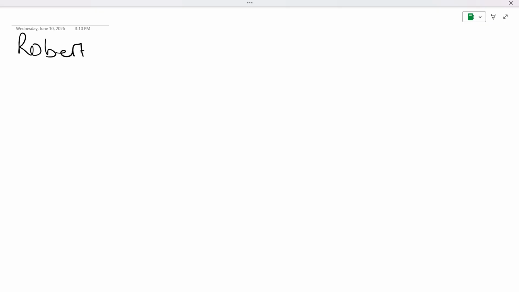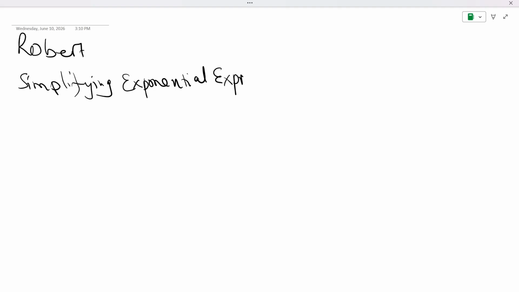In today's lesson, we are going to practice more on simplifying exponential expressions. And we will do that by looking at two examples.